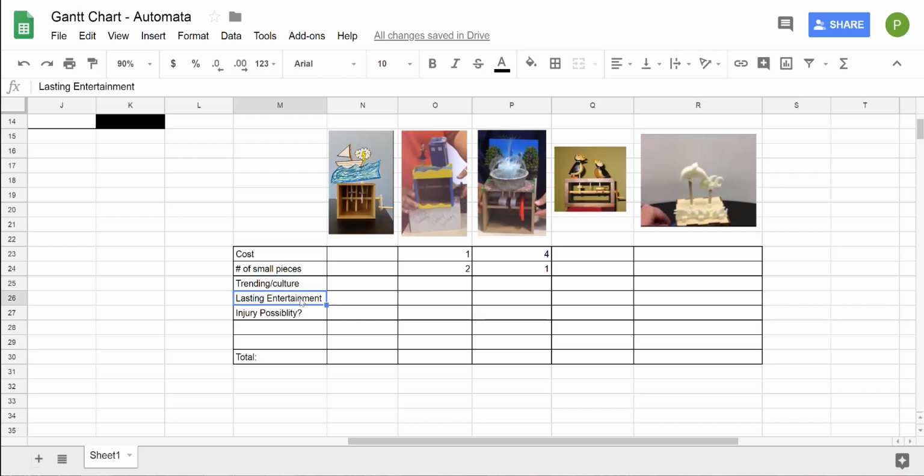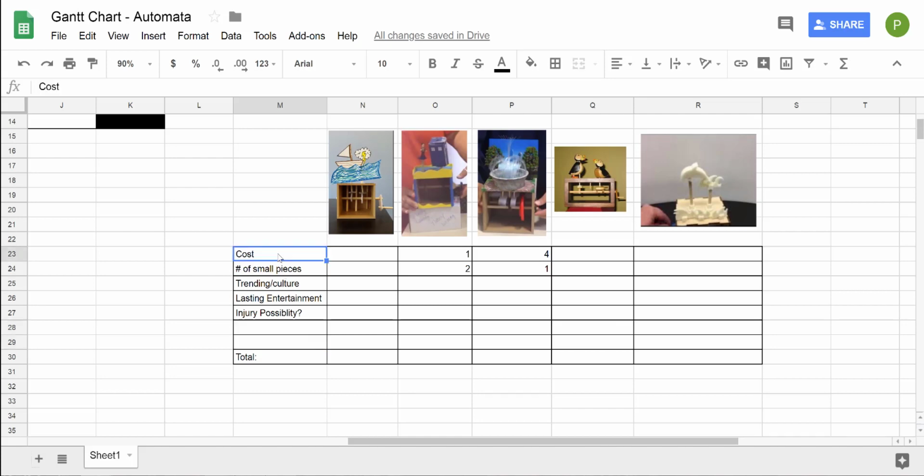Lasting entertainment. Is this something that I would use from time to time, or would I use it all the time? You know, the lasting entertainment factor. And then the possibility of injury. So does it have a lot of sharp pieces, a lot of small parts, things like that that could potentially lead to injury? And these are just five criteria that I came up with. What I'd like you to do is not only have these five criteria, but also come up with two more criteria that you could rank these toys off of.